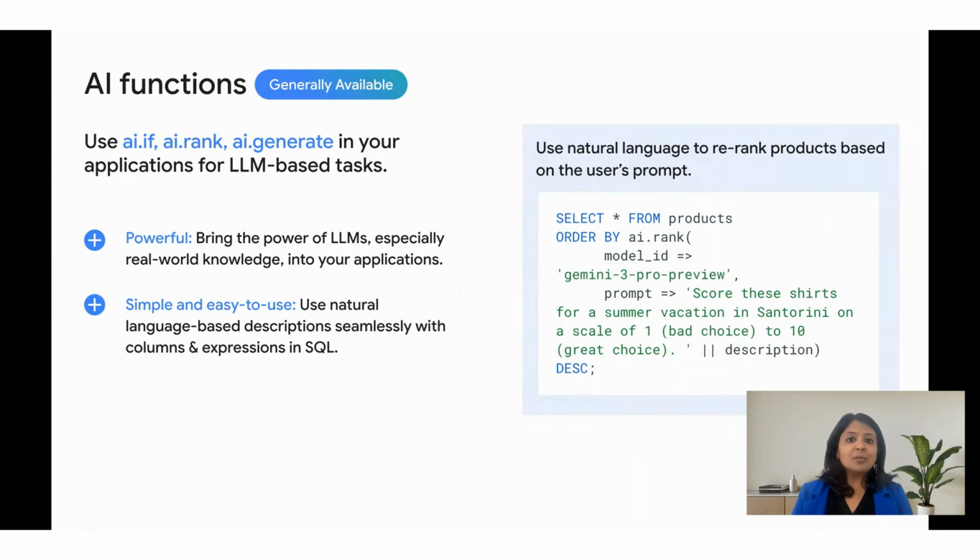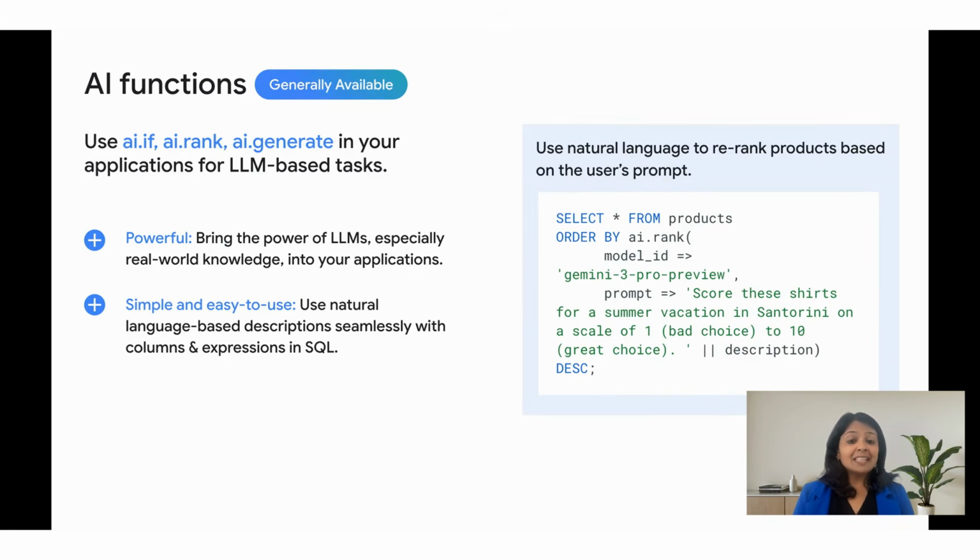And then you can use one of our out of box LLM based AI functions, the ai.rank function, to re-rank these results based on knowledge that Gemini has on the types of materials and shirts that are best suited for summer in Santorini. You can prompt this function directly using natural language, as you can see in the example here. And voila, your customers get the most relevant results that are grounded not just in your data, but on knowledge that Gemini has.